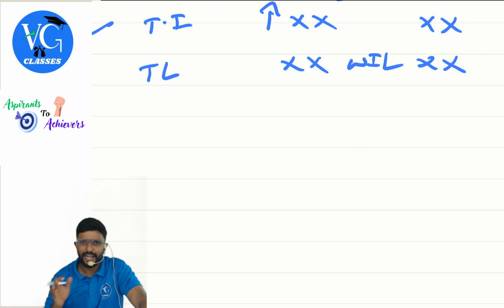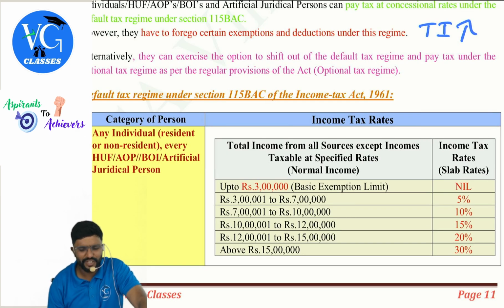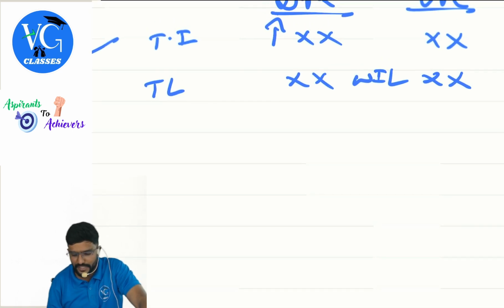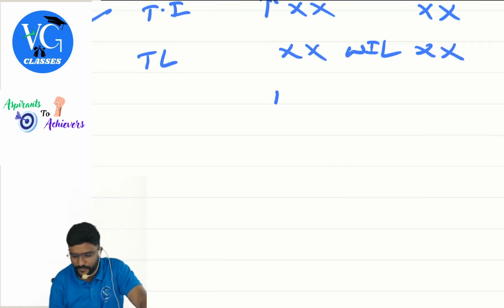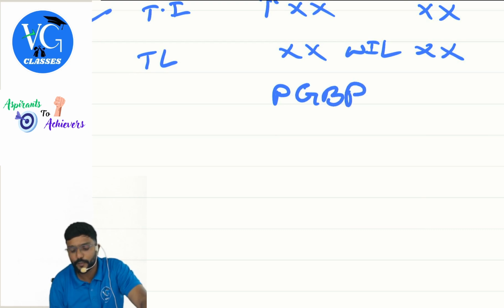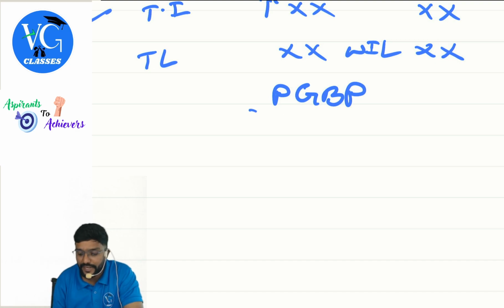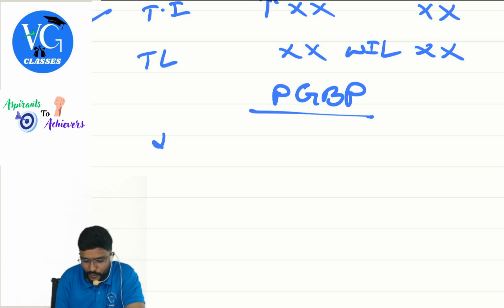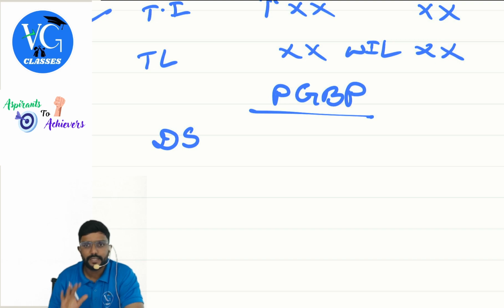Now, assume I am a slab rate assessee. In short, I call them slab rate assessees: Individual, HUF, AOP, BOI, and artificial juridical person. Okay, sir, now I am a slab rate assessee and I have PGBP income. What about me, sir? Guys, please pay attention. This is important, and confusing to some extent. It is understood that you are under the default regime.